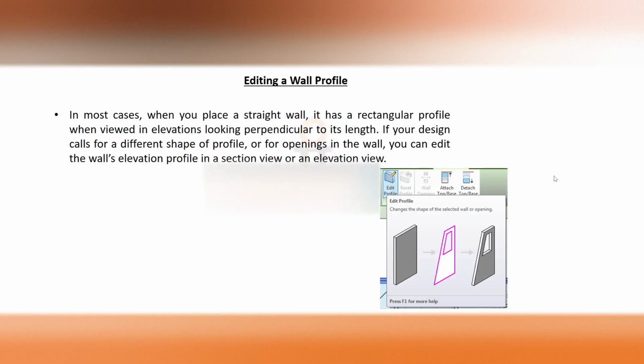Welcome back. In this video, we will see how we can edit a wall profile in Revit. In most cases, when you place a straight wall, it has a rectangular profile when viewed in elevation, looking perpendicular to its length. If your design calls for a different shape of profile or for openings in the wall, you can edit the wall's elevation profile in a section view or an elevation view.